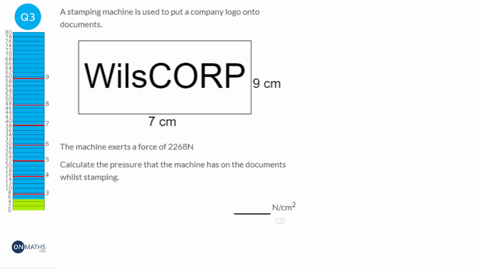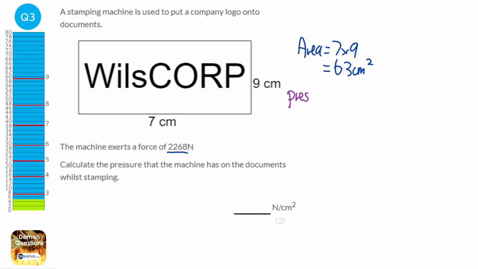To find the pressure, we need the area and the force. We're given the force in the question, so all we need to do is find out what the area is, which will be 7 times 9, which is 63 centimetres squared. And the force is given to us in the question, so we can write down the pressure formula, which says that pressure equals the force divided by the area.